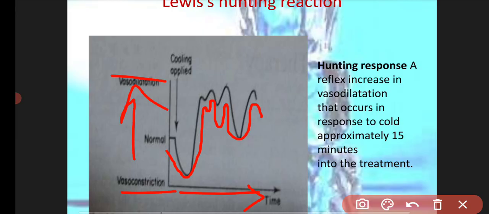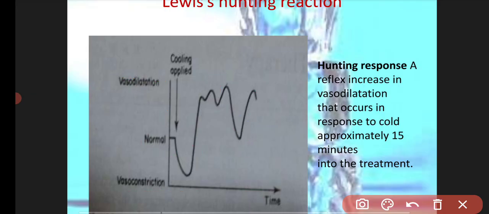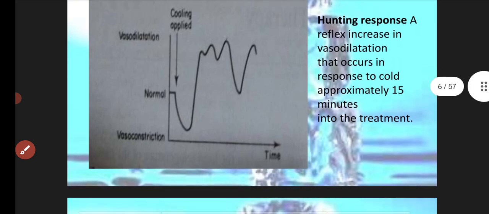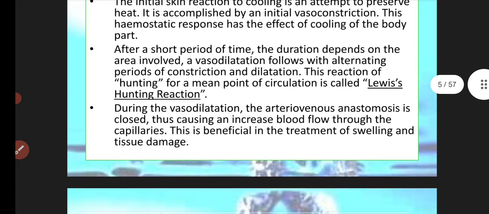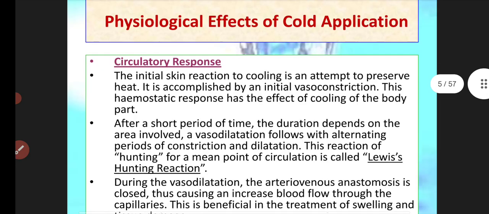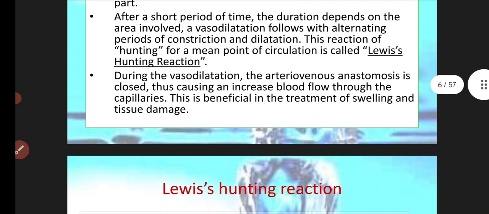You are applying cooling normal range here. At first, vasoconstriction occurs, then vasodilatation, constriction, dilatation, constriction, dilatation. So, Hunting response reflects increase in vasodilatation that occurs in response to the cold, approximately 15 minutes into the treatment. So this is the circulatory response which has the Lewis-Hunting reaction.